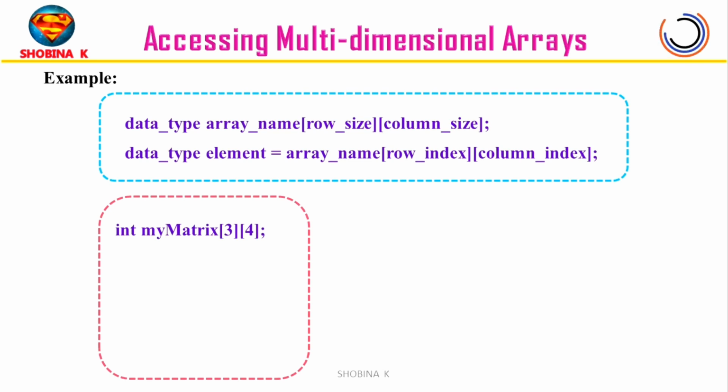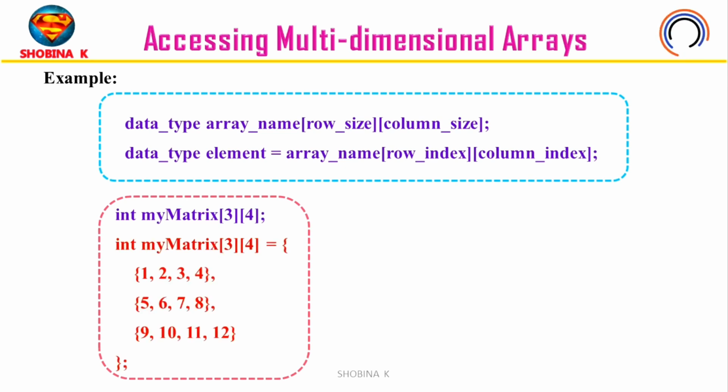In this example, we declared a 2D array named myMatrix with 3 rows and 4 columns, capable of storing integers. However, at this point, the elements of the array are uninitialized, meaning that they contain garbage values. Alternatively, we can use the declaration and initialization in one line. And you can see this line declares and initializes a 2D array named myMatrix. It specifies the values for each element in row major order. In this case, the array is initialized with specific values. The first row has values 1, 2, 3 and 4. The second row has values 5, 6, 7 and 8. And the third row has values 9, 10, 11 and 12.